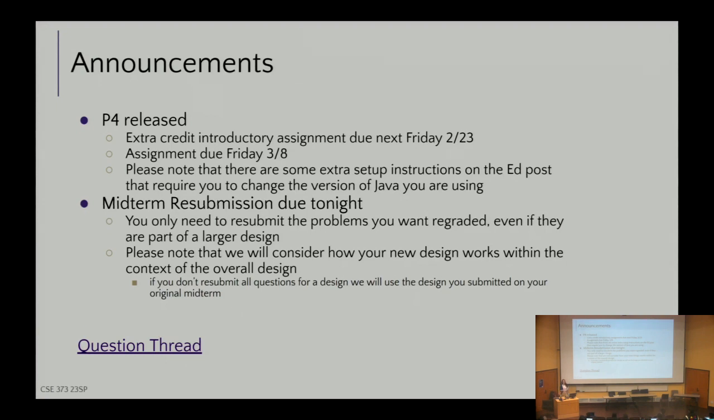So if you got full credit on something, you don't have to resubmit it. Now, this can cause some issues in some of the design ones where maybe you got 3 out of 4 of those problems totally right, and you just need to resubmit one of them. Please try to come up with a solution for the one you're resubmitting that does work with the other ones. You know, these things aren't really in isolation of one another, but you don't have to resubmit the other ones. We can go look at your previous submissions.